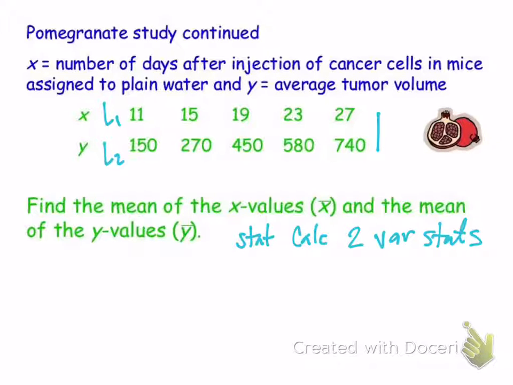So back to the first way, back to list 1. So my X bar is 19. My Y bar is what? 438. Is that what everybody else got? Exactly. 438.